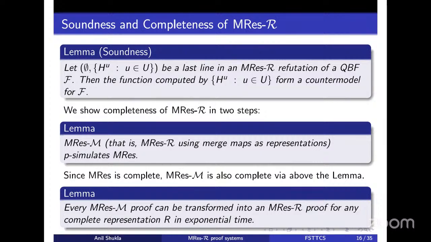Now, given an MRes proof, I have to convert it into an MRes-R proof for any complete representation. This proof has strategies as merge maps. They are just functions, and these functions will definitely be sitting in that complete representation also. So this problem is decidable. You have to search for that. Therefore, we have now shown that, although it will take time, this proof system MRes-R is also complete.